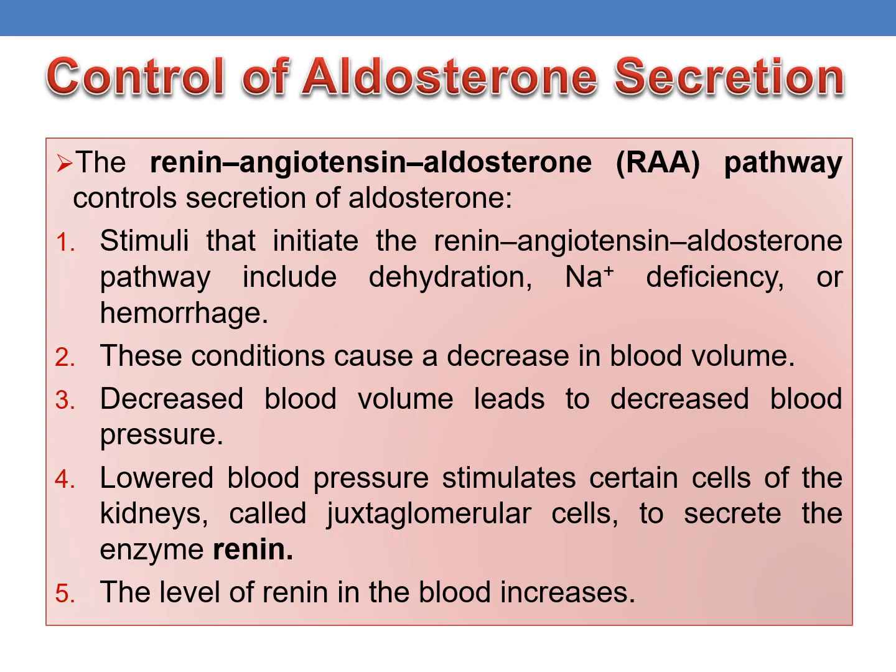Now coming to the regulation of aldosterone synthesis. The renin-angiotensin-aldosterone (RAA) pathway controls the secretion of aldosterone. The stimuli that initiate the renin-angiotensin-aldosterone pathway include dehydration, sodium deficiency, and hemorrhage. These conditions cause a decrease in blood volume, and decreased blood volume leads to decreased blood pressure. Lowered blood pressure stimulates certain cells of the kidney called juxtaglomerular cells to secrete the enzyme renin, and the levels of renin in the blood increase.